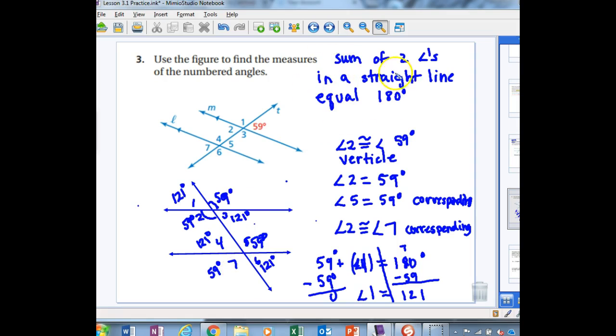I know that the sum of 2 angles in a straight line equals 180, so I was able to find the measure of this angle. And then I have corresponding and vertical. Do I know each measure of every angle that is created by the transversal now? Yes, I do. We're going to do one more example. I hope you guys have this all written down.